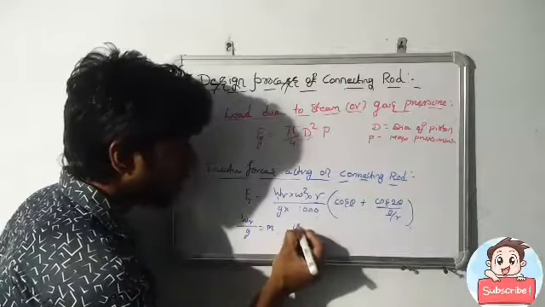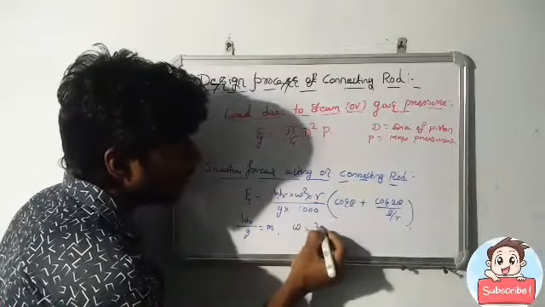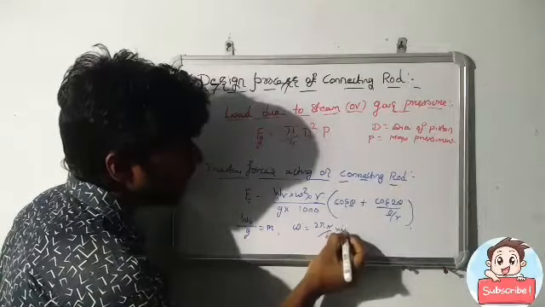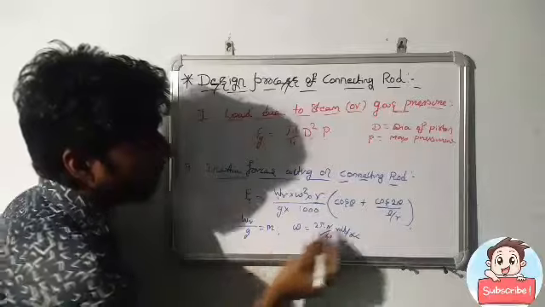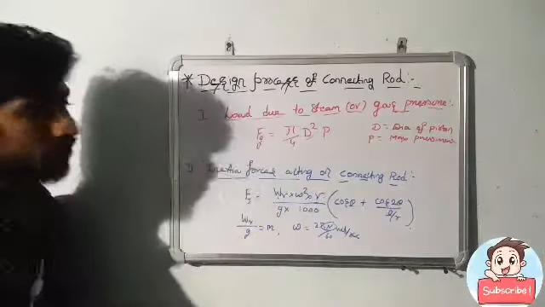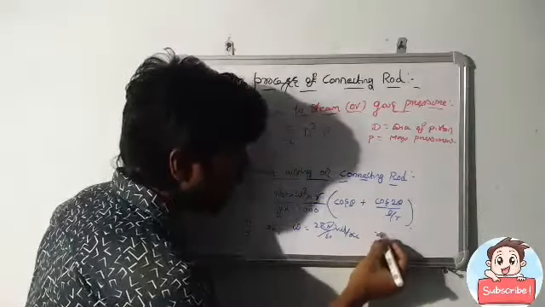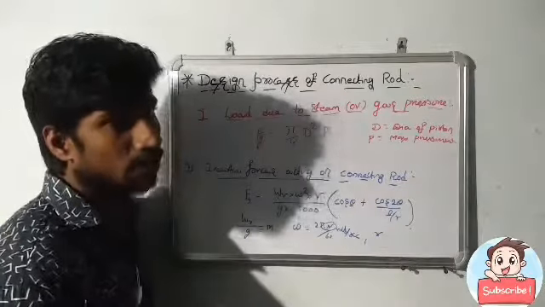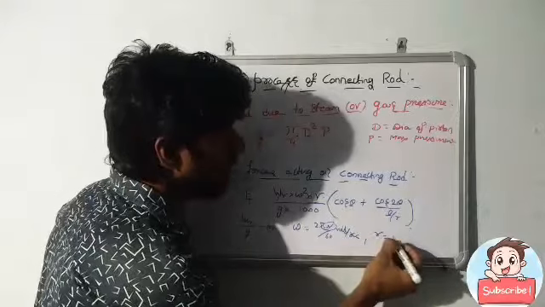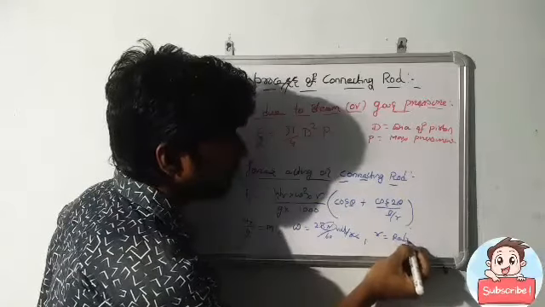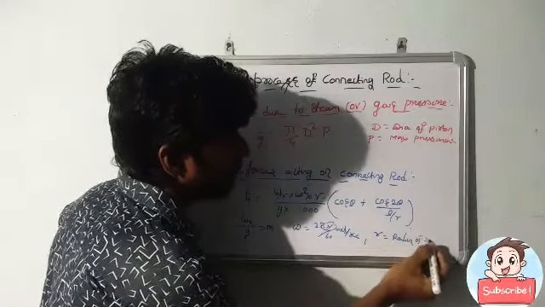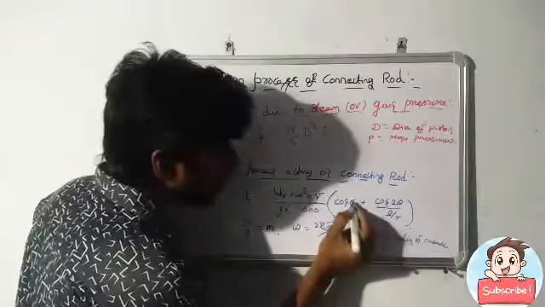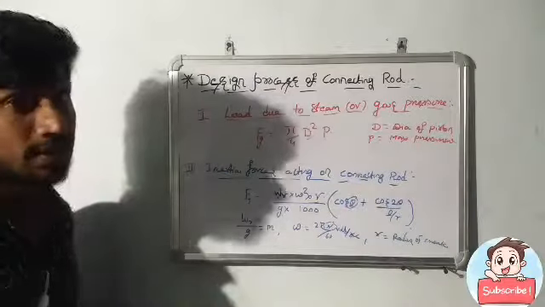And after that, how do we get omega here? Omega is 2 pi N by 60 radians per second, and here N is the speed of the crank. And here R indicates the radius of the crank. And next, we don't yet know what theta is. Theta is the crank angle.